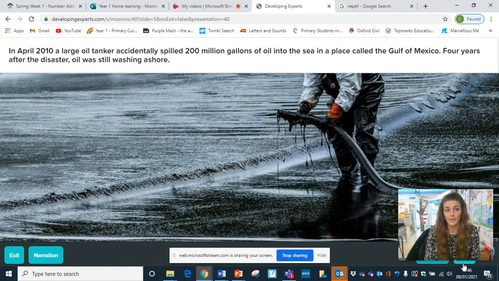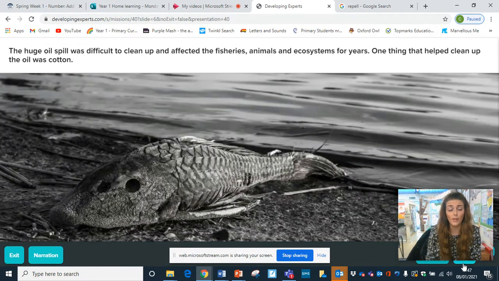In April 2010, a large oil tanker accidentally spilled 200 million gallons of oil into the sea in a place called the Gulf of Mexico, which you can always type and have a look where that is. A bit of geography for you. So 4 years after the disaster, oil was still washing ashore. So the oil was still coming up onto the beaches. The huge oil spill was difficult to clean up and affected the fisheries, animals, and ecosystems for years.